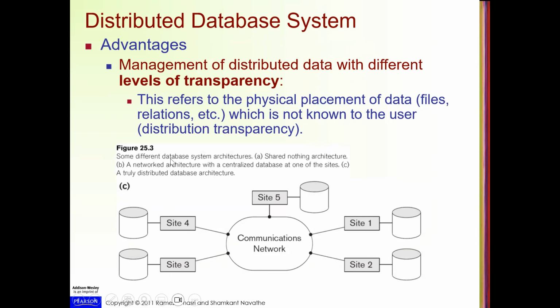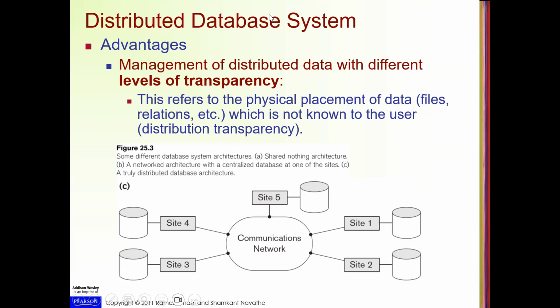So these are the different database system architectures. The second one, a truly distributed database architecture, looks like this. We have site 1 connected to the communication network, and site 2 connected to the communication network. Now if the user is working on site 3, he can access the data stored inside site 1 because it is connected to the network. So we come to know about location transparency.